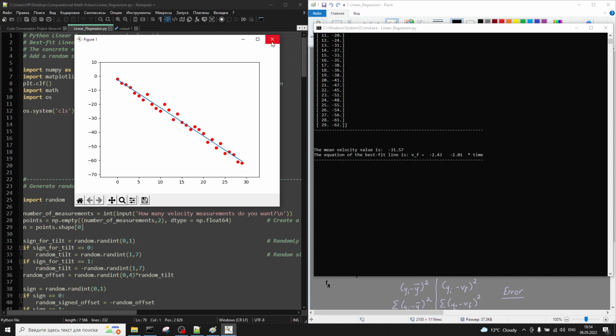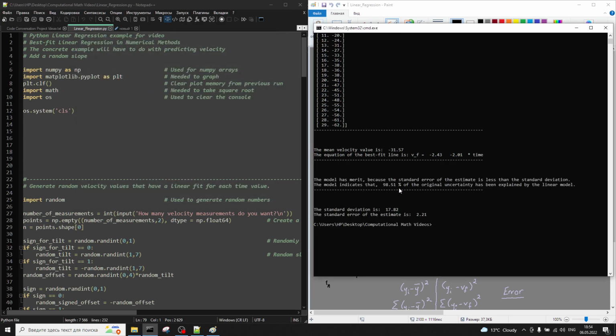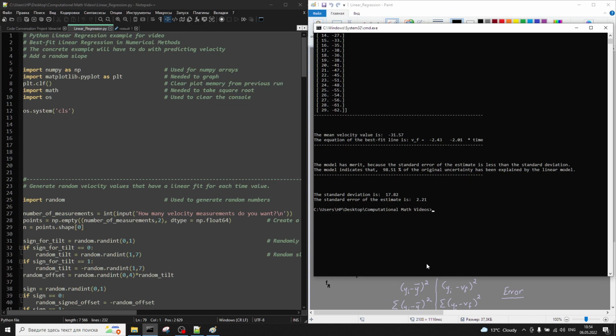And when I close this, it'll finish the calculations. So we did some error calculations. The model has merit because the standard error of the estimate is less than the standard deviation. And the model indicates that 98.51% of the original uncertainty has been explained by the linear model. The standard deviation was 17.8. The standard error of the estimate is 2.2.